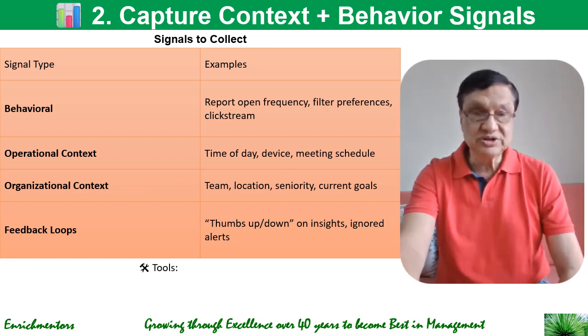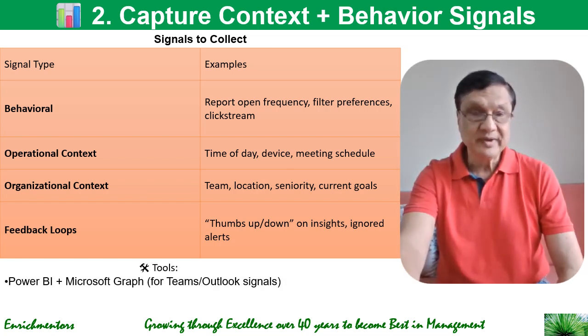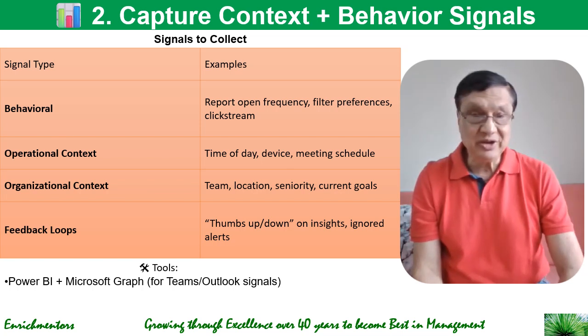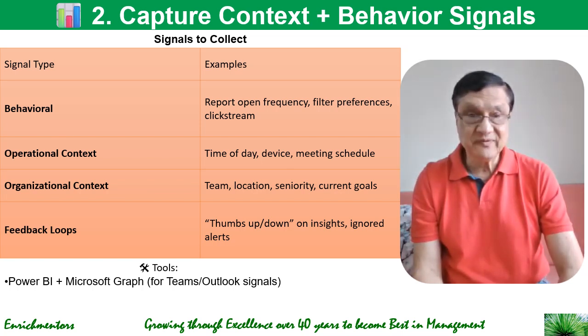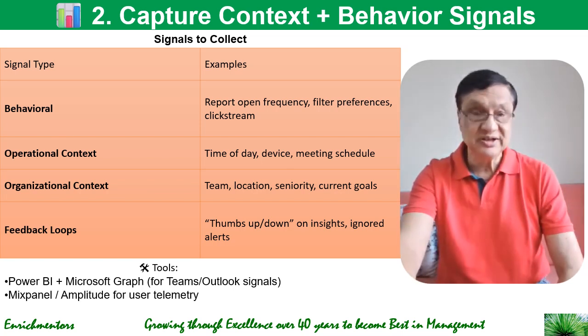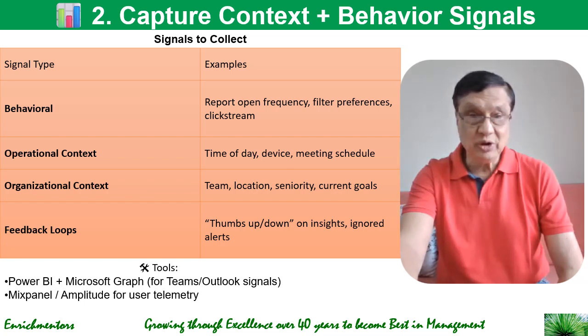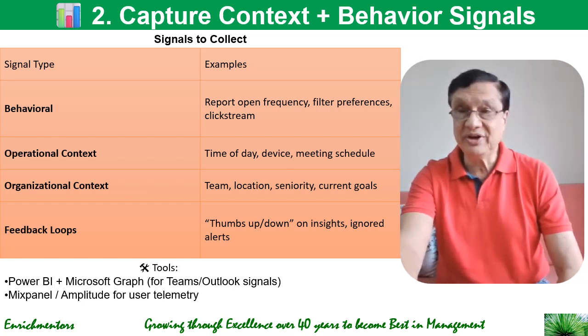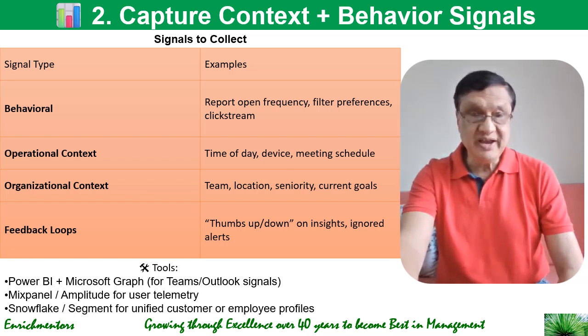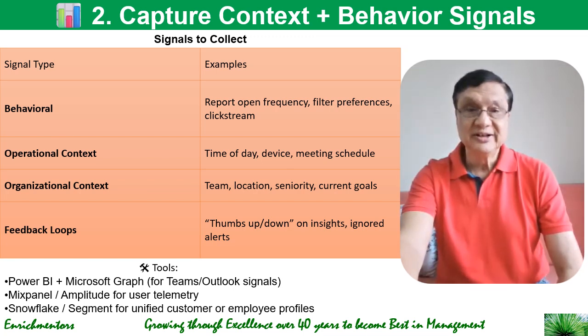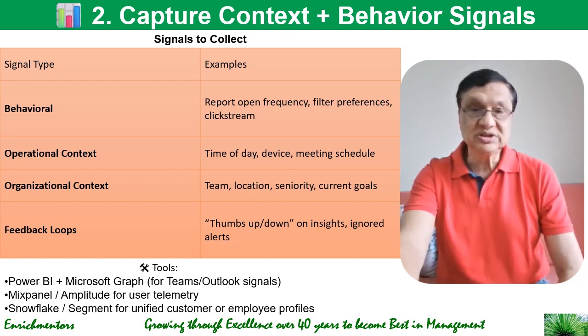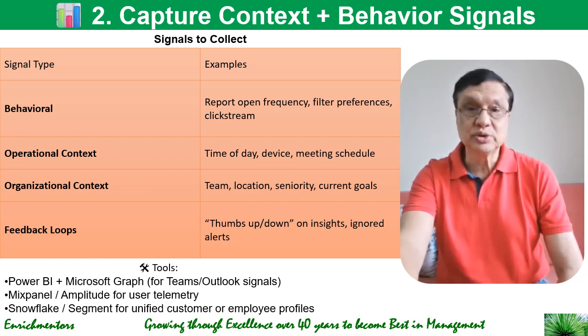Now, what are the tools that you can use for this purpose? You can use Power BI and Microsoft Graph for Teams and Outlook signals. You could use Mixpanel or Amplitude for user telemetry. And you could use Snowflake and Segment for unified customer or employee profiles. So those are the tools and those are the signals with examples to capture for this purpose.